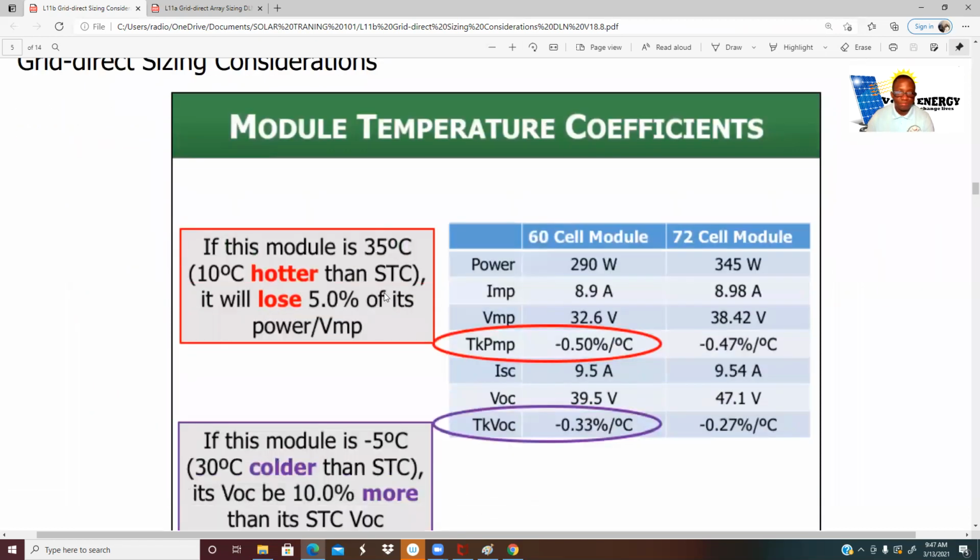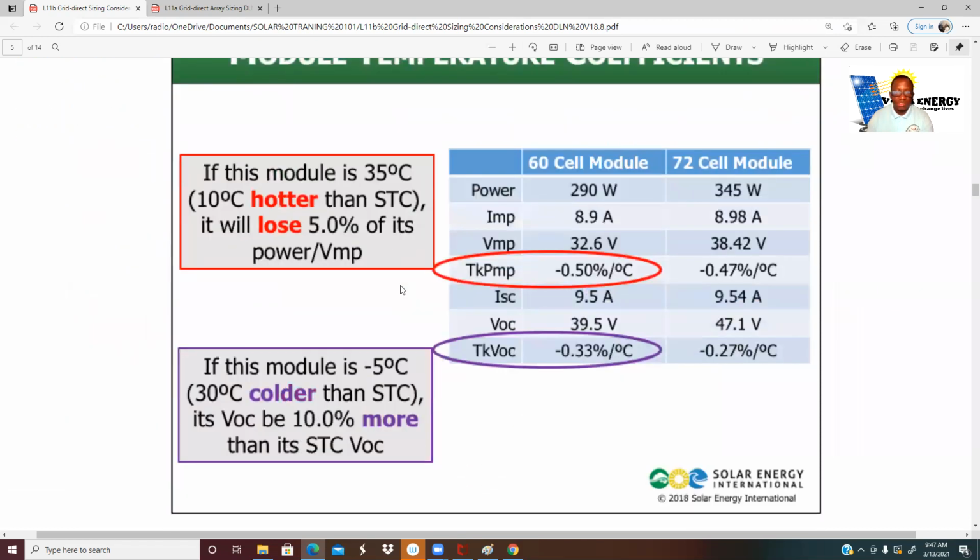So, model temperature coefficients. One second, guys. Read this right here. I'll be right back.